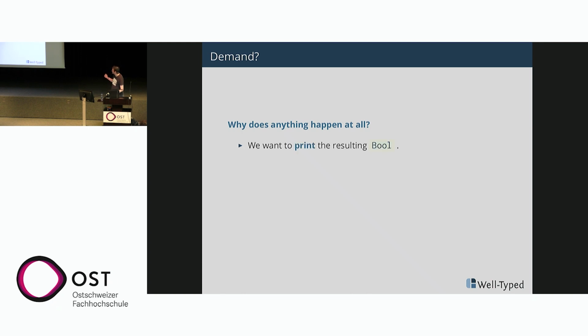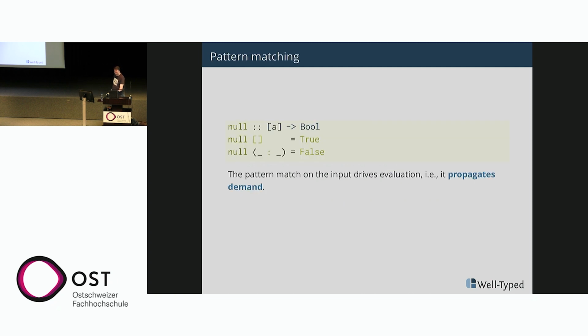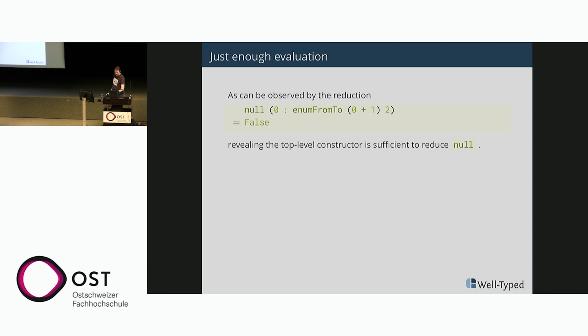Right? We want to print the resulting bool. Both in the main program there is a print, and even if we just type it into GHCi, in order to print it, we have to know what the actual bool is, whether it's true or false. That is a precondition to producing the string true or false on screen. So therefore, we have to evaluate the call to null, and then it's the pattern match on the null that propagates demand, which we've already answered, right? Okay, so this kind of pattern matching, again, is the thing that usually propagates demand.